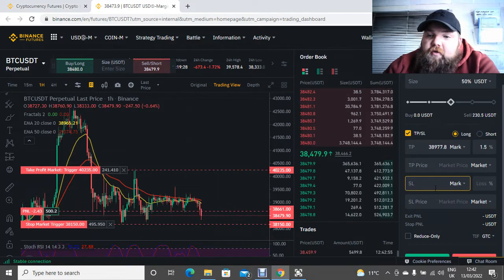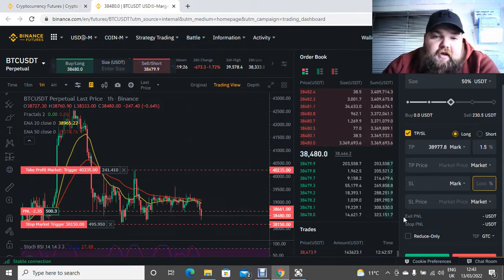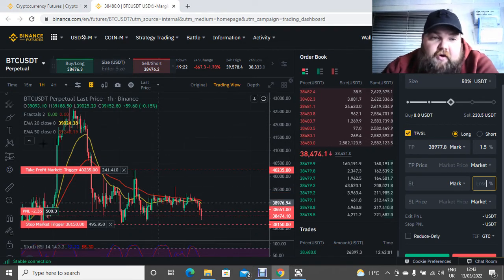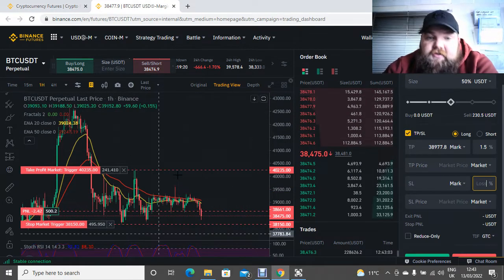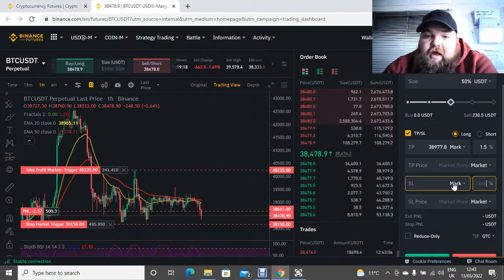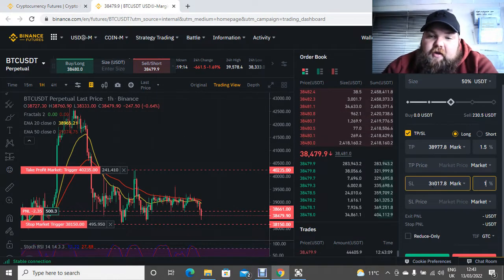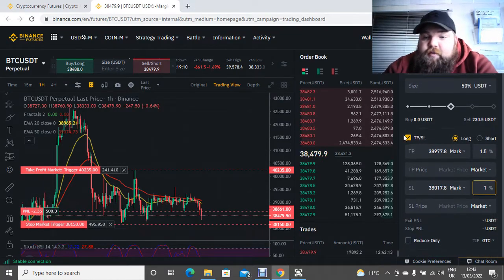Now the more important one is your stop loss. This means that if Bitcoin, or whatever you're trading, decides to go down, how much am I willing to lose? So we say 1%. And again, automatically it will pick the price. So whatever the price is that I bought at, minus 1%, and it will be 38,780.